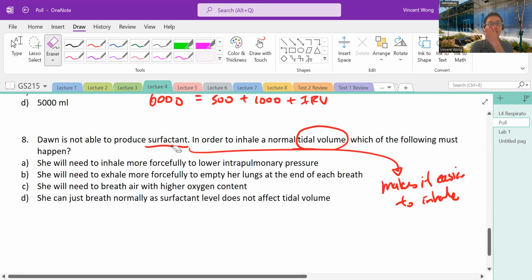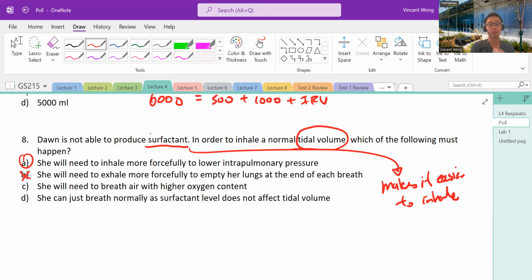If you don't have enough of that, or if you don't produce that at all, it's going to affect your inhalation. It's not going to affect your exhalation, right? So between A and B, A is the correct one. B is not correct. But let's just double check the other ones. She will need to breathe air with higher oxygen content. The problem is not with oxygen content, right? The problem is to get the air into her system in the first place.